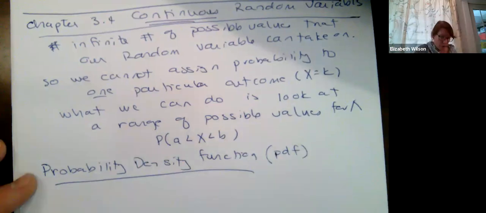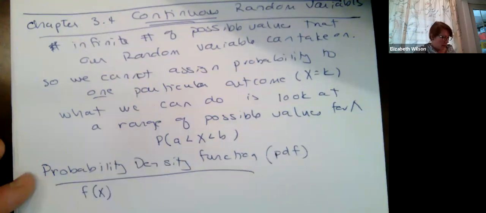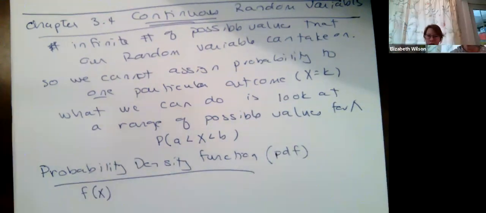This is our function. This is a function of x, and it's going to be our probability density function of x. It's going to describe how the probabilities are spread within the system that we're working with.